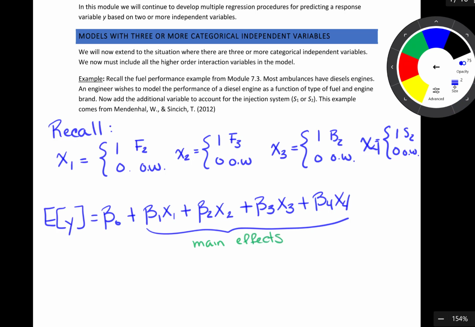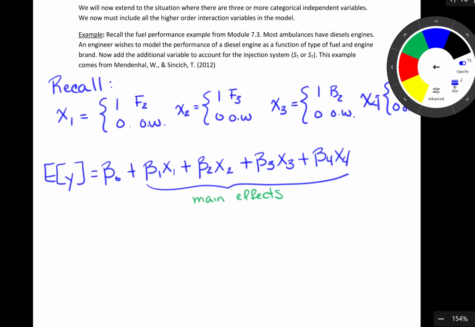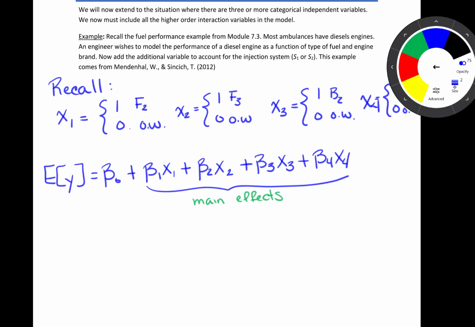Now, the next thing I need to do is I need to add in all of my two-way interactions. So notice, since I have three categorical variables, there are three different types of two-way interactions I can have. I can have brand and fuel interaction, fuel and system interaction, and brand and system interaction. So let's add those in. So the first ones I'm going to look at are the fuel by brand interactions. So notice this is going to deal with the dummy variables x1, x2, and x3.